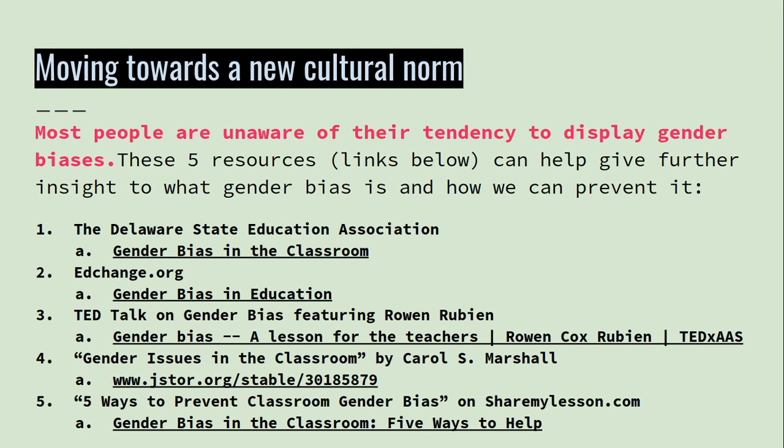The Delaware State Education Association lists some common examples of gender bias in the classroom, in addition to some indicators of gender bias and tips to avoid gender bias in the classroom. EdChange.org advocates for justice and equality within schools. There is also an article on gender bias in education written by Amanda Chapman that includes information on research studies that show socialization relates to gender bias.